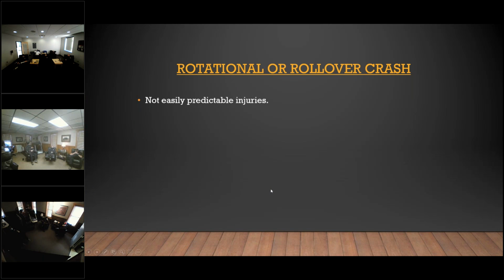So rotational and rollover crashes are very difficult to identify the specific kinetic energy that is actually going to be transferred to our patient. What we're going to consider these is multi-system trauma, especially if somebody is actually ejected from the vehicle. So again, honing in on your detailed and your rapid trauma assessment.